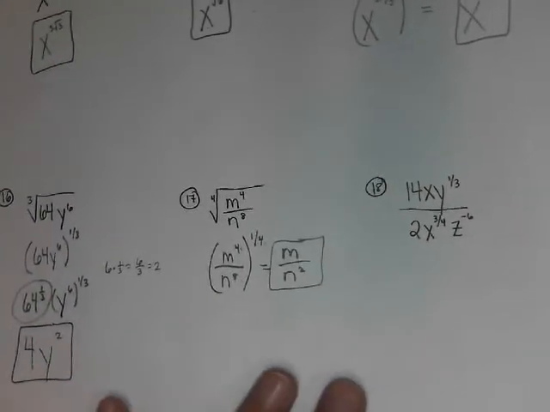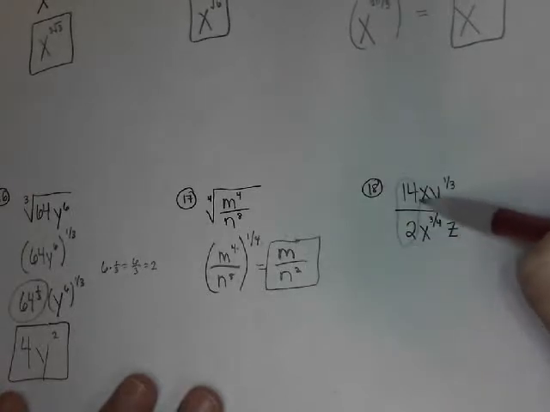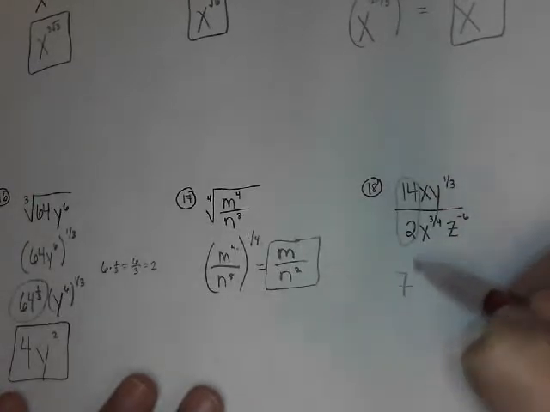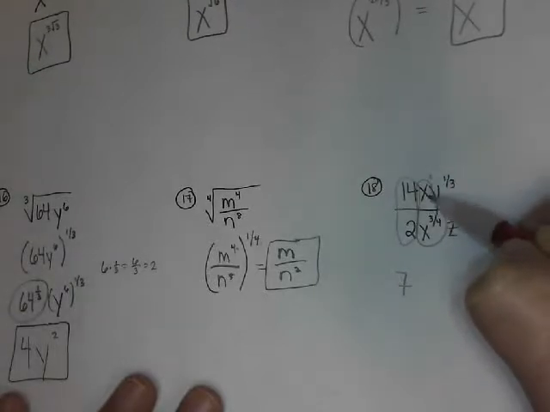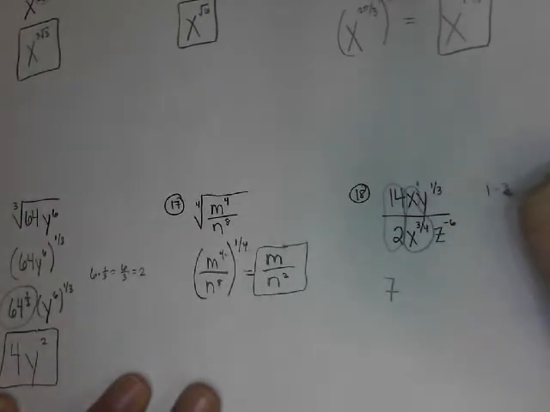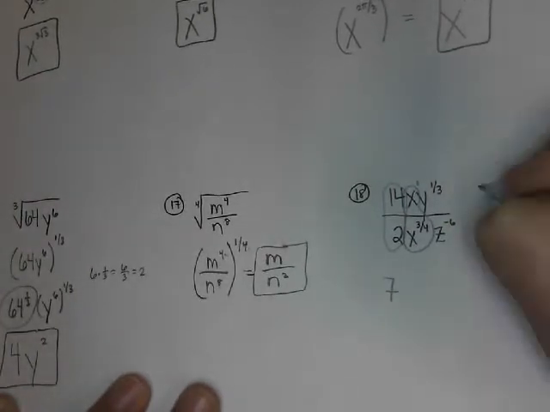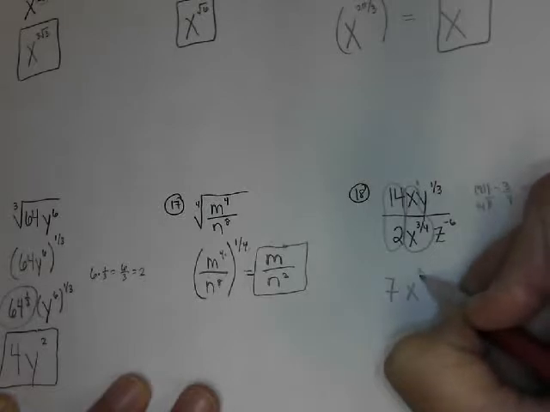We had done 17, and then here is 18. Your 14 divided by 2 yields 7. You have x to technically the first power divided by x to the 3/4. So that's common bases being divided. We need to subtract 1 minus 3/4. So that's technically 4/4 minus 3/4, which is 1/4. So it'll be x to the 1/4 power.